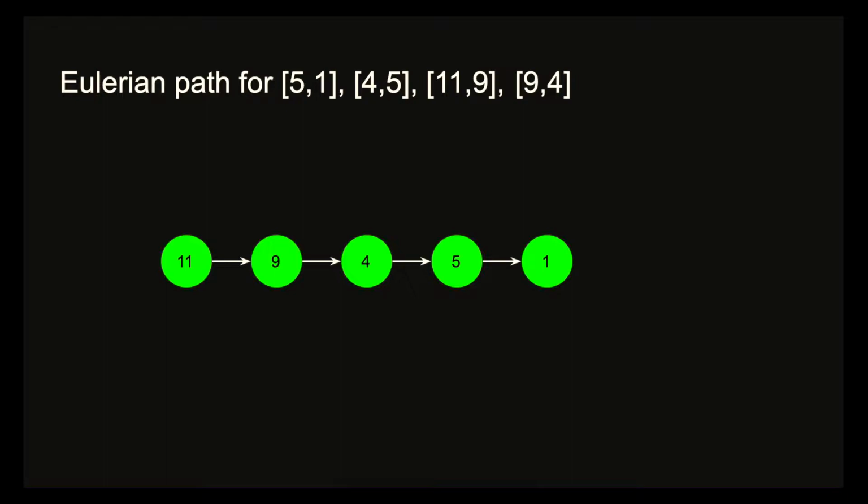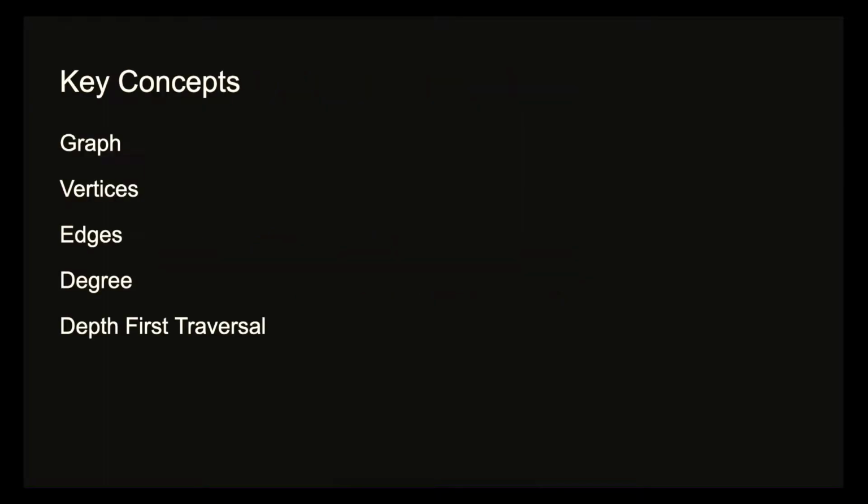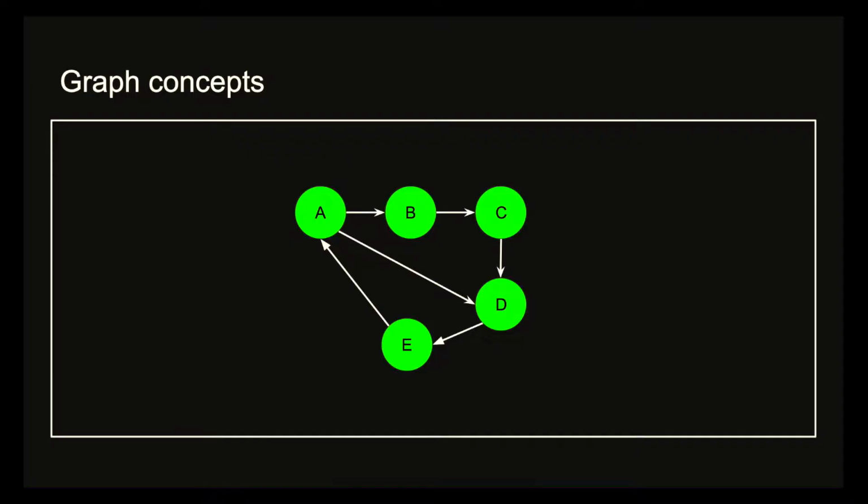To understand how we get to this, we need to look at some graph basics. This will help us solve the problem. The key concepts in graph theory are graph, vertices, edge, degree, and the way to traverse, which we'll be using in this algorithm today, is depth-first traversal. So what is a graph? Essentially, a graph is a structure of related objects called nodes or vertices, such as in this example, A, B, C, D, and E are vertices or nodes.